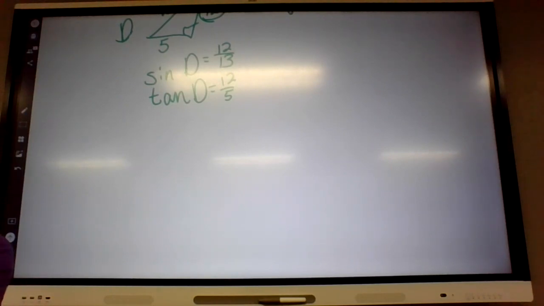On 10, you just type in sine and then 39 and get to the equals and then down. You could do sine, cosine of that angle that you got.